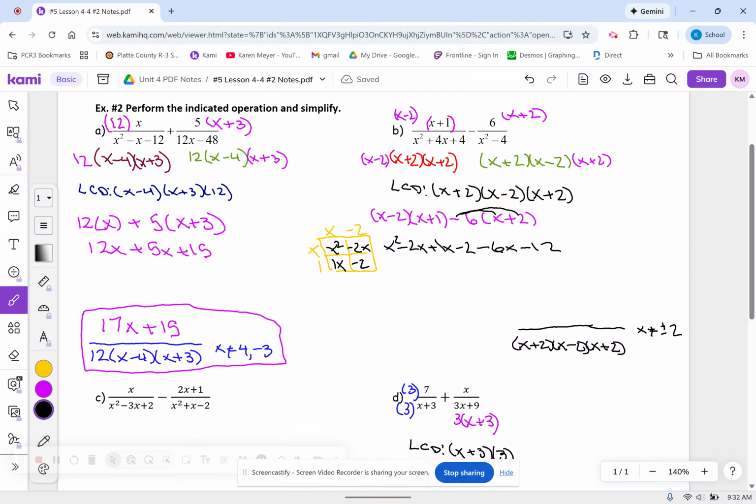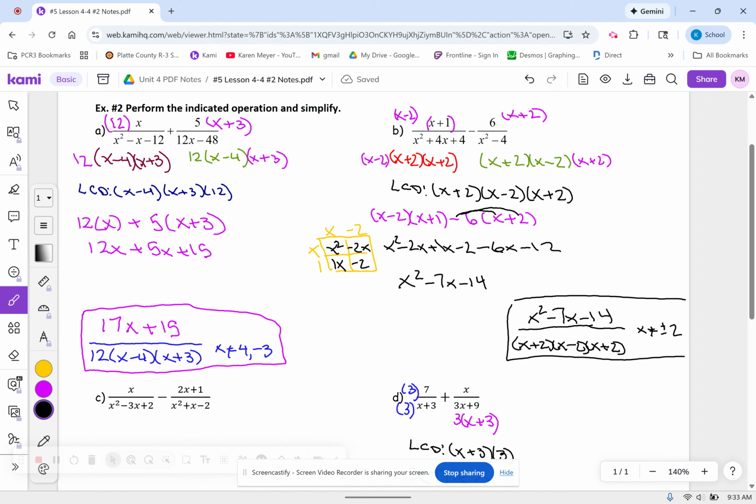So now you can just work on combining all your like terms. So you're going to have x squared, negative 2x plus 1x is negative 1x, minus 6x makes negative 7x. And then negative 2 minus 12 makes negative 14. And then that will be what you put on the top for your final answer.